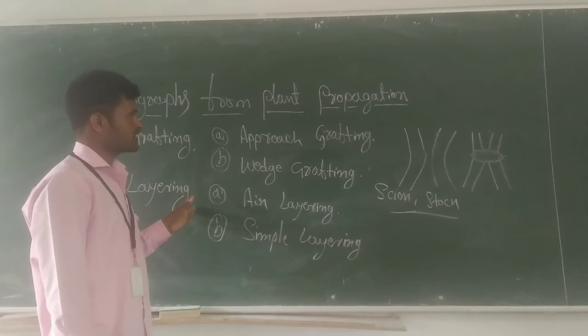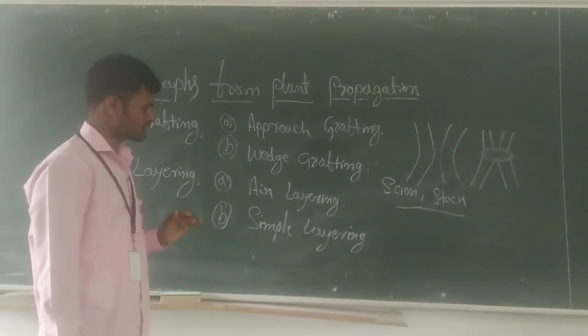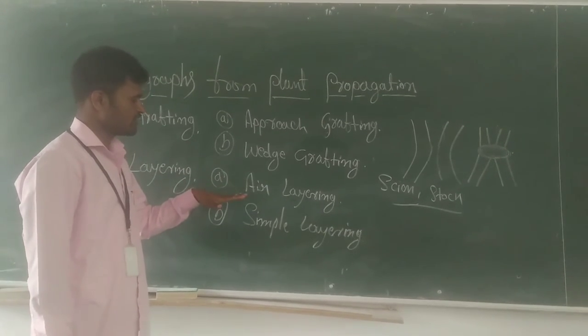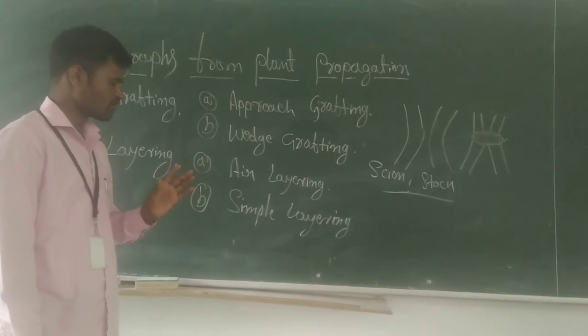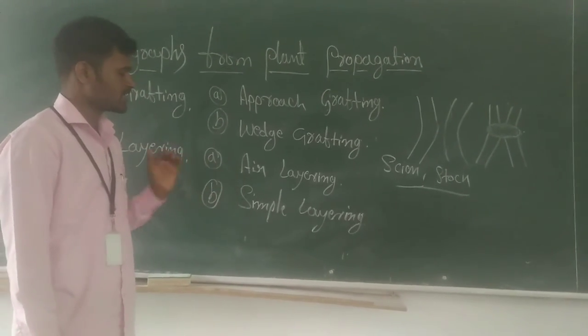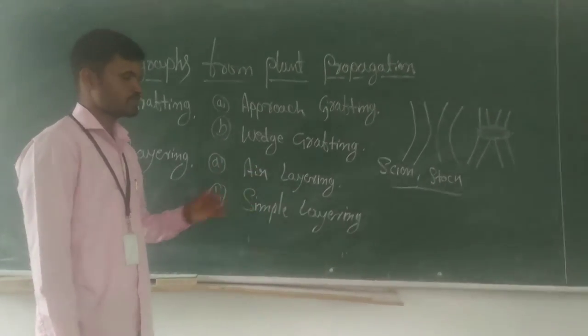The layering method is a plant propagation method that comes after the grafting method. Layering is used in horticulture, fruit crop development and ornamental plant development. There are two types of layering methods: air layering and simple layering.